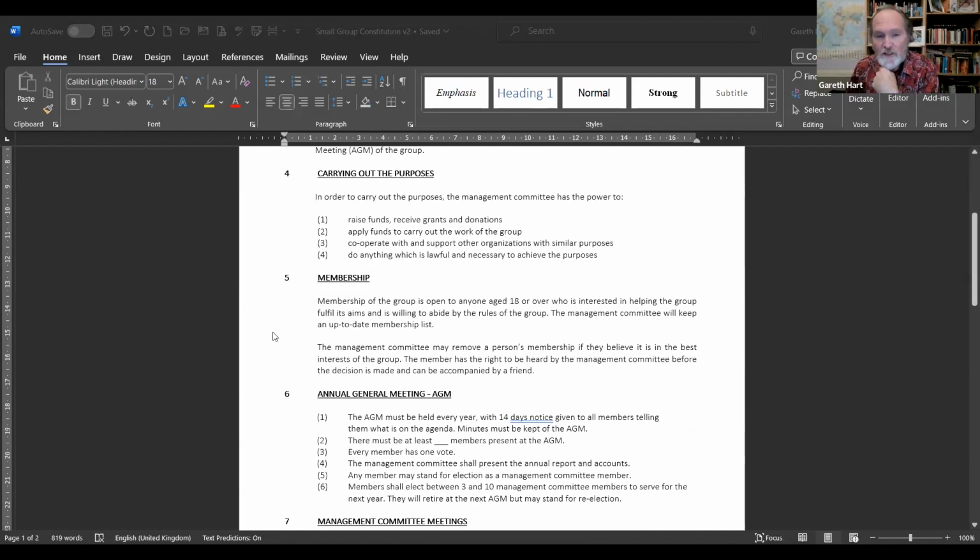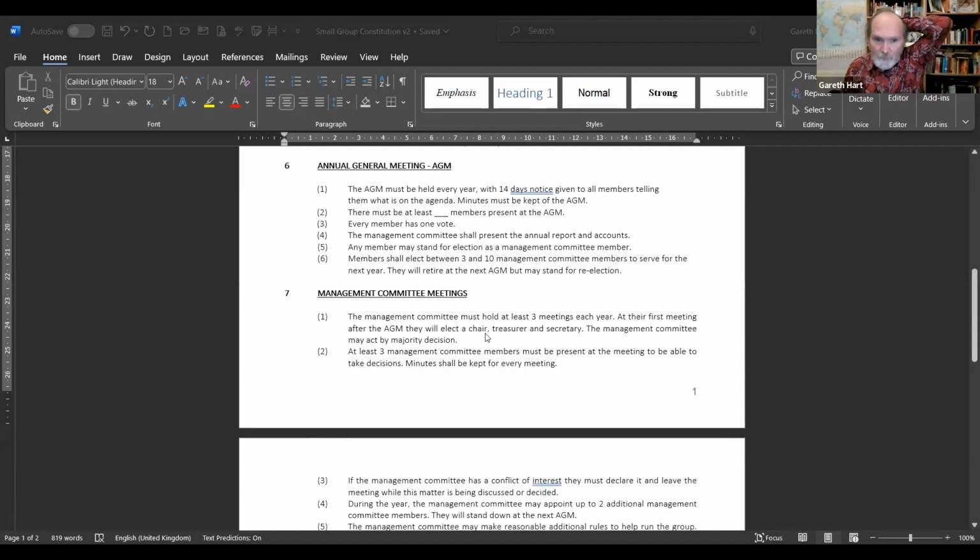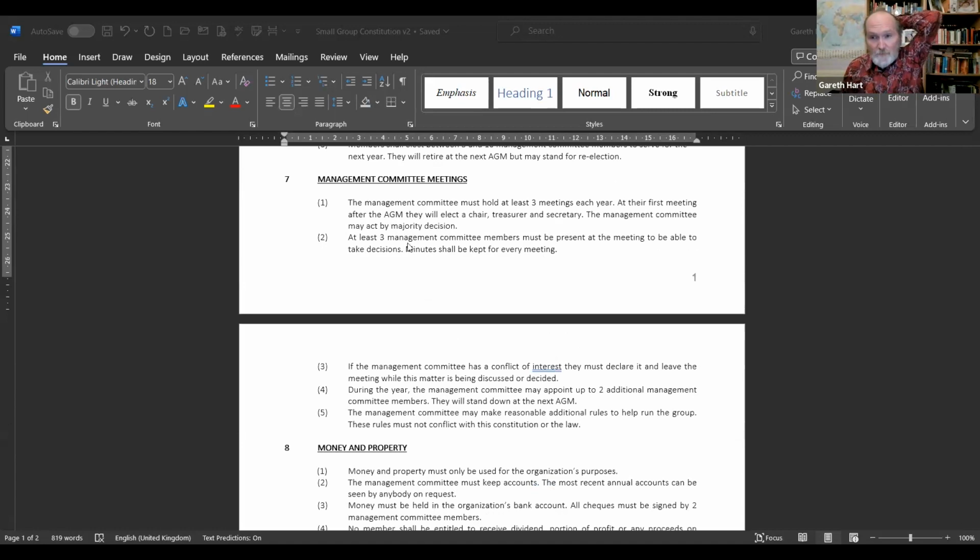Who can be members? That could be wide in the community. It could be narrow, just a small group of people. You might want to throw it open to the community. You might not. That's a question. Then there's the annual meeting to elect or appoint the management committee, how it's run, the management committee meetings, how often, conflicts of interest, etc.